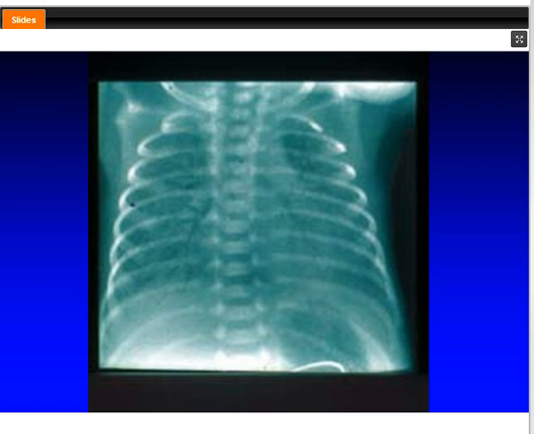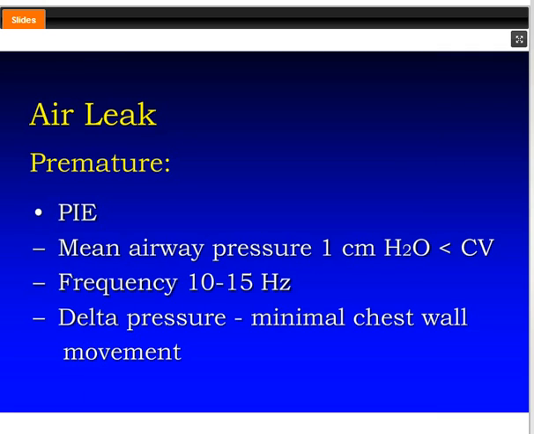Now, we'll move on to another problem that can be treated effectively with the oscillator, which is the premature baby who has air leak. If it's interstitial emphysema as the air leak, we would use a mean airway pressure that's a little bit less than conventional as we're trying to allow the lung to deflate. We typically use faster frequencies because that reduces the leak of gas into the interstitium of the lung, and you want minimal chest wall movement.